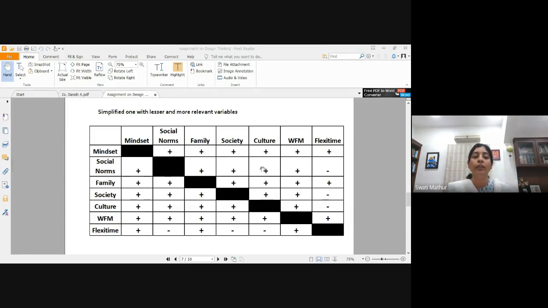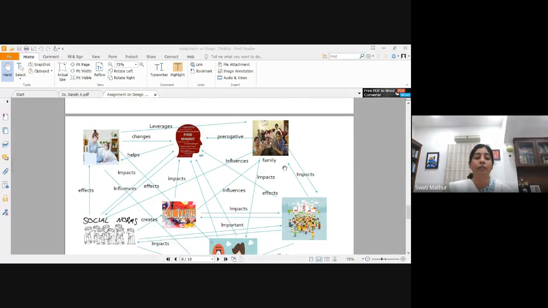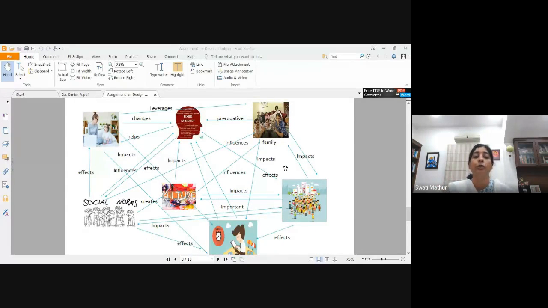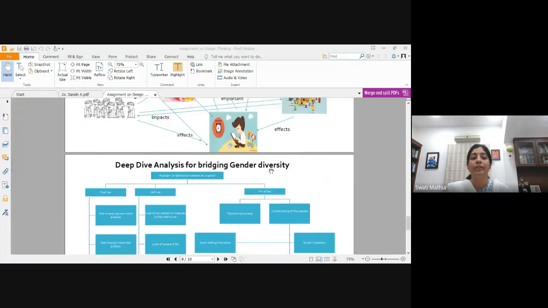So the next step after deep diving into this, we have seen the functional impacts of all of them. We can see how each one leverages the others, and we have come to an understanding that it is not the social factors, but the individual mindset which needs to change. There lies the problem. Come to the next slide, sir.